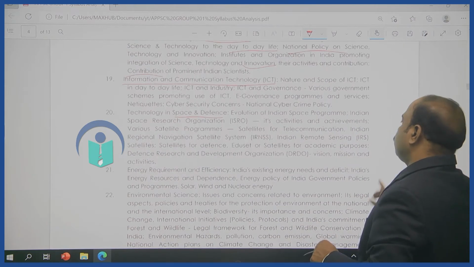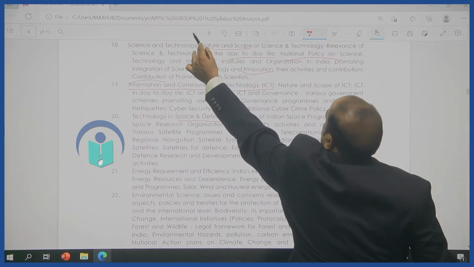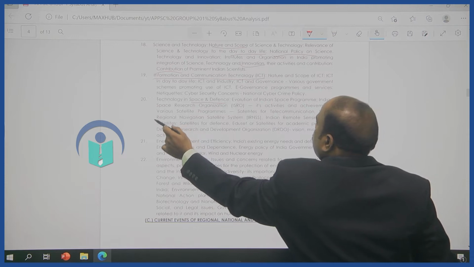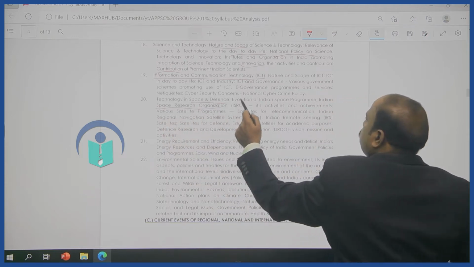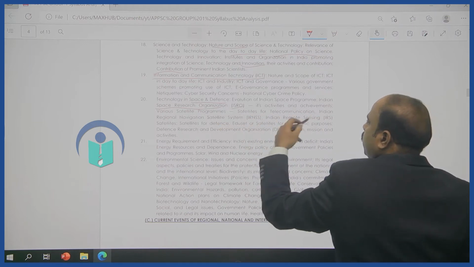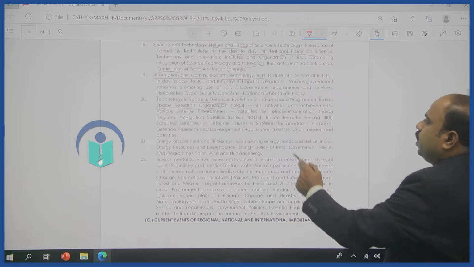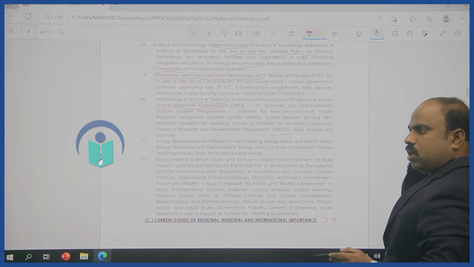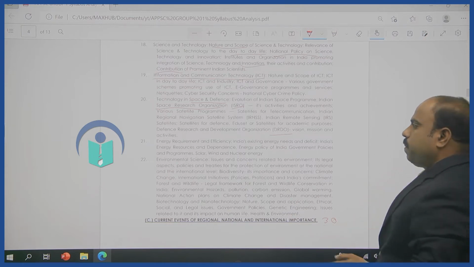The next, energy. The next, Space Research Organization, that is ISRO, its activities, various space technology whatever we are using. The next, DRDO, Defence Research and Development Organization. So ISRO launches rockets, DRDO launches missiles.